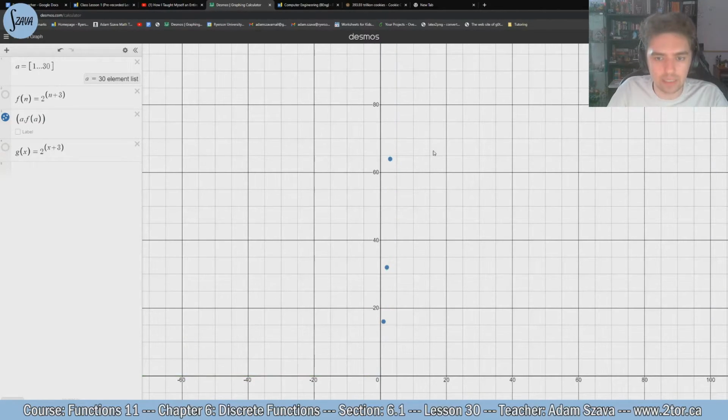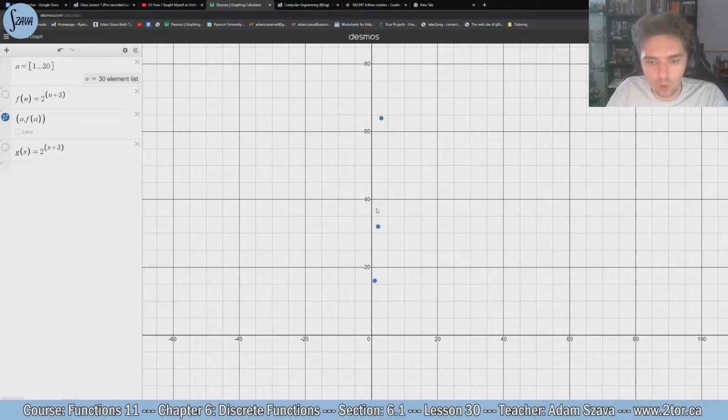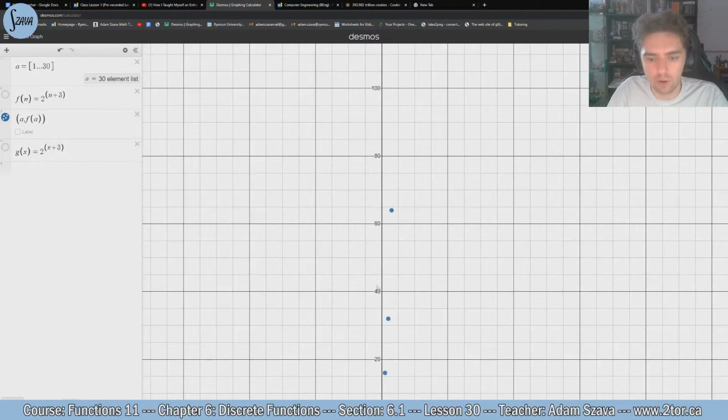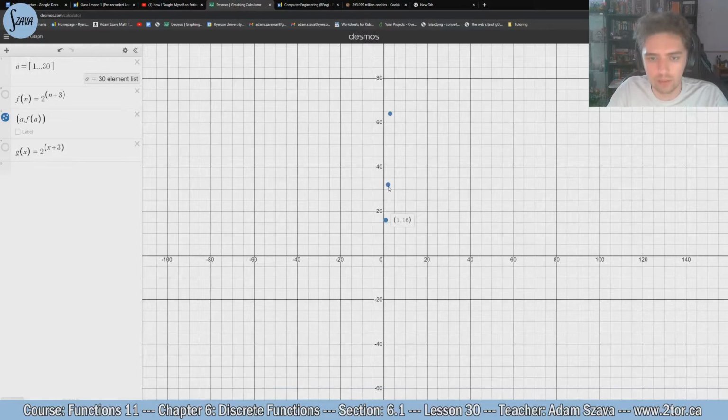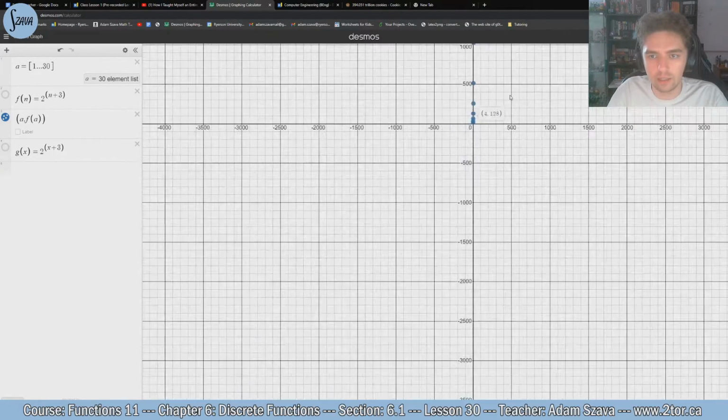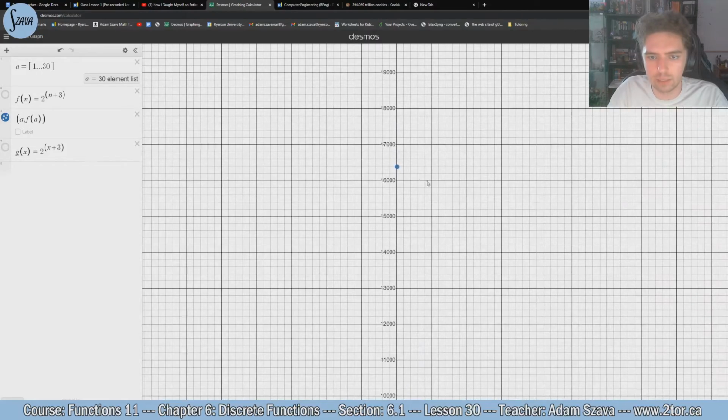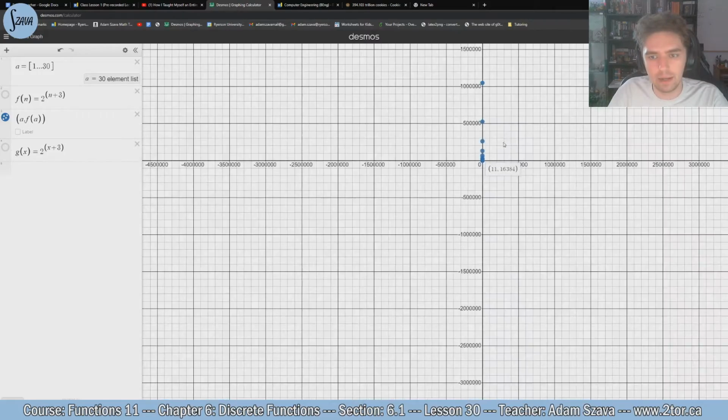But as a sequence, right, we're only interested at the whole numbers, right? The x values have whole numbers. 1, 2, 3, 4. And then you can just keep going up, right? So this particular one goes up very fast. So the 11th term is already 16,000 and something, right?